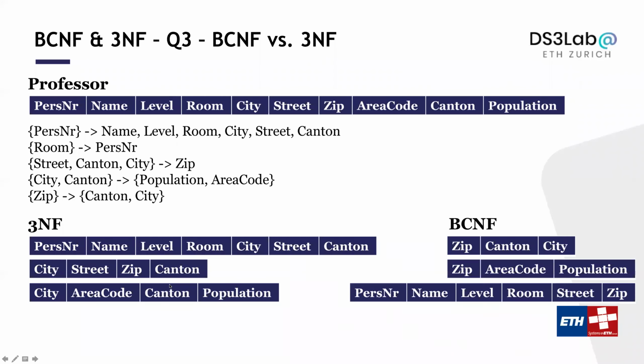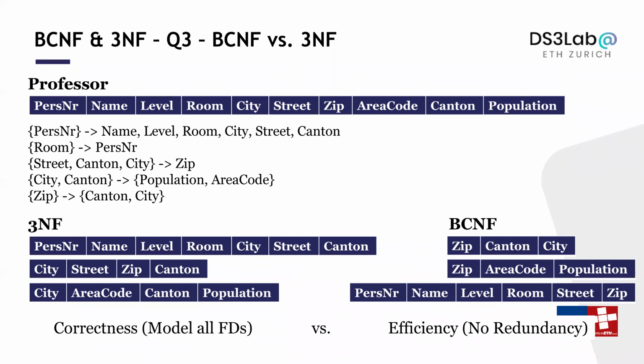So if you put this side by side, right? We have third normal form and we have BCNF. If you compare them, you can see there's a trade-off. On one hand, if you do third normal form, it's going to preserve all the functional dependencies, which means that it's actually correct. Okay, you are not going to lose FDs. But on the other hand, BCNF could lose some of the functional dependencies.